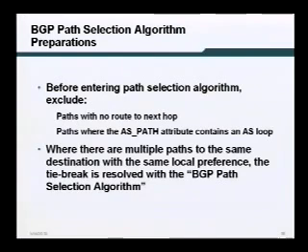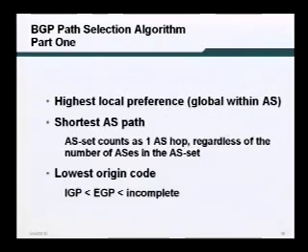So, multiple paths to the same destination with the same local preference. Local preference is basically the first one. You compare local preferences between the paths. Highest local preference wins. If the paths have the same local preference, then we go into this BGP path selection algorithm. Okay, so highest local preference.